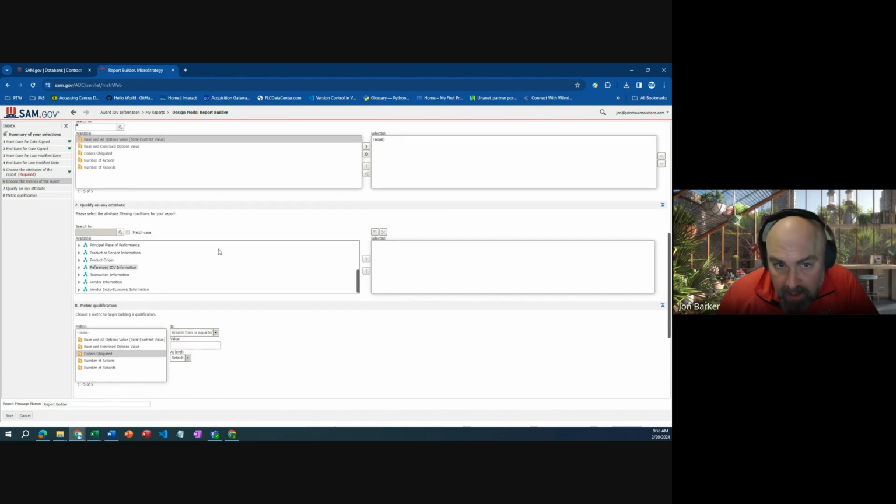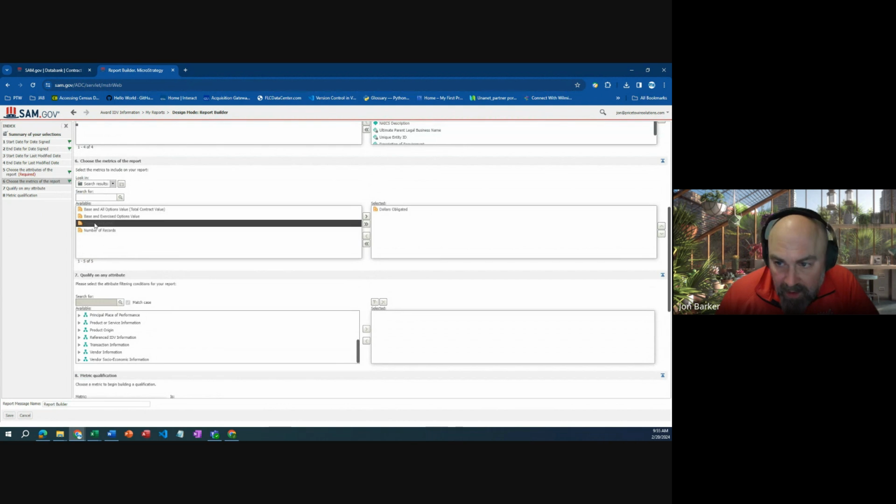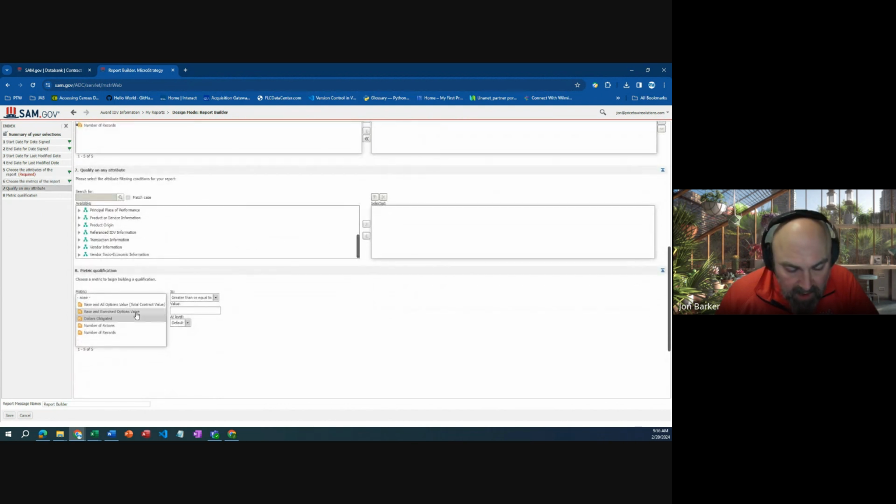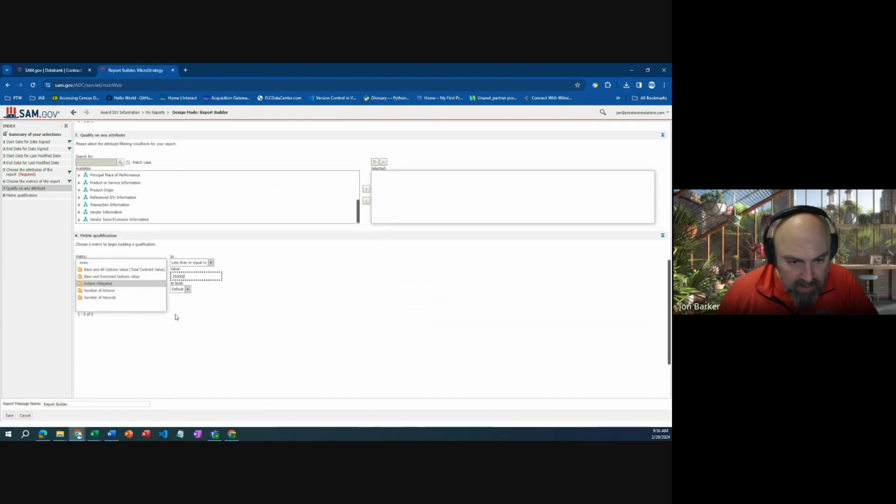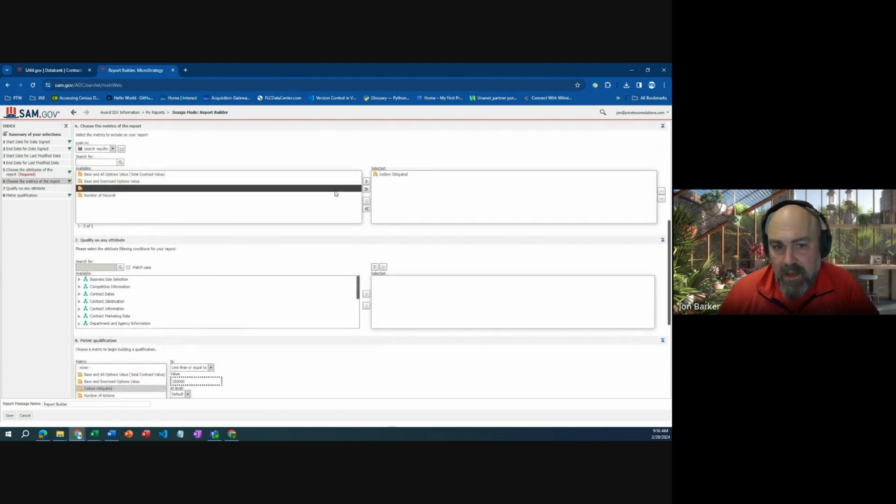So I want to do everything. I want dollars obligated. That's funding. That's dollars available to spend by an entity. Greater than. I want less than or equal to 250. 1, 2, 3. So we're going to add that in. All right. Why isn't that letting me? I guess I got to pick this first.